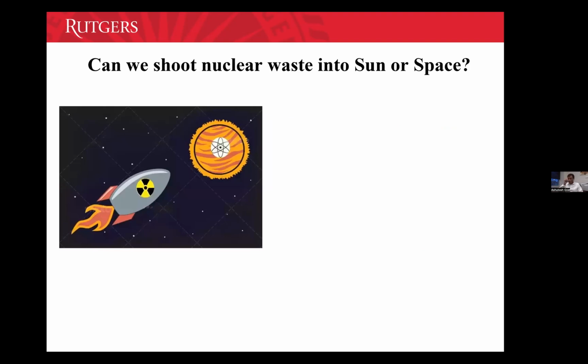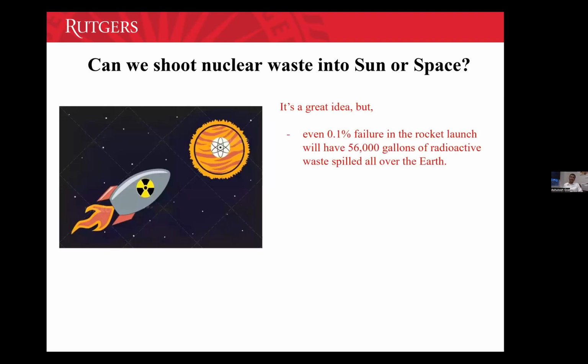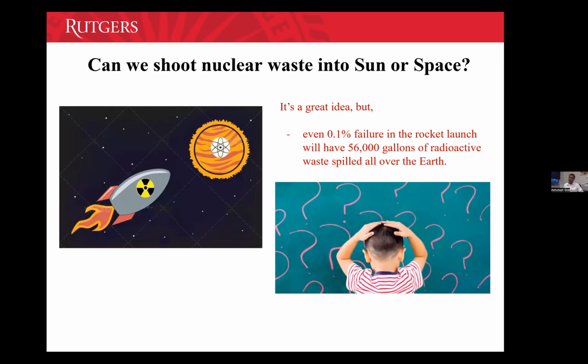Right? So a lot of times students ask me this: can we shoot this nuclear waste into the sun or space? Like pile up all this nuclear waste into a rocket and just send it over to the sun. Well, it's a great idea, but think about it. Even a 0.1% failure in the rocket launch, you have got 56 million gallons of radioactive waste, 0.1% failure, and now you have got 56,000 gallons of waste spilled all over the earth, right? And even if it reaches space, who's going to take care of that waste in space? Someday the rocket is going to go out of life. What do you do after that? So again, back to the drawing board, we need to do something.